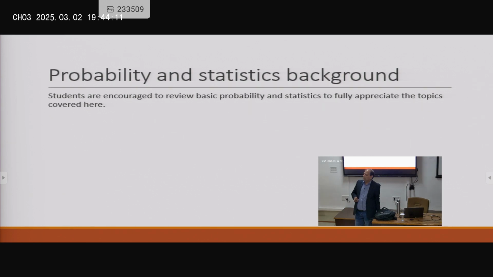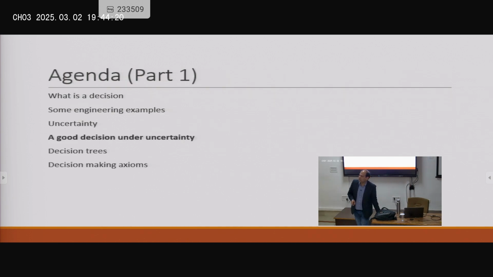So always review probability and statistics, especially if you are doing your PhD or want to pursue higher education. That's going to come in handy in a lot of settings. Now we have covered two interesting topics: what is a decision, and what is uncertainty. So now we can talk about what a good decision under uncertainty is.